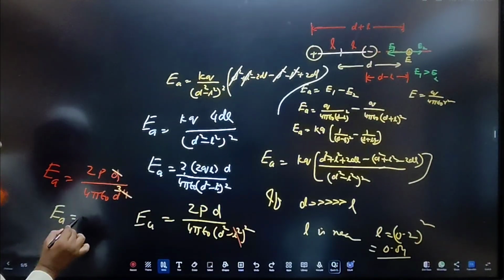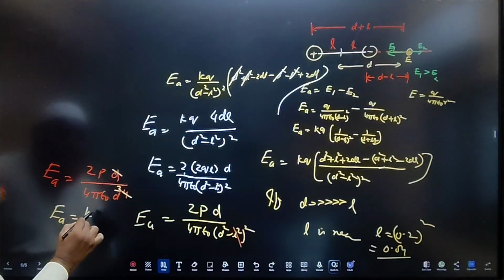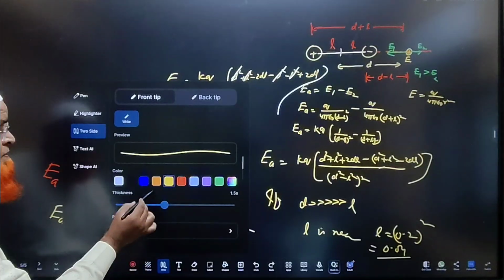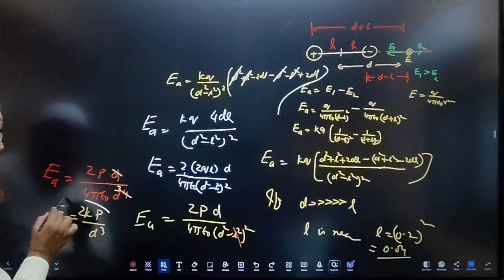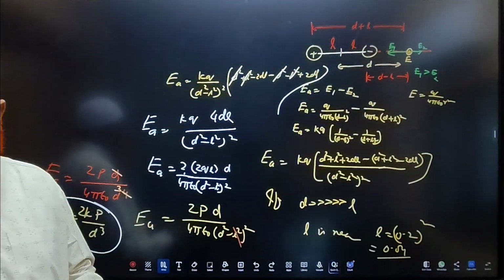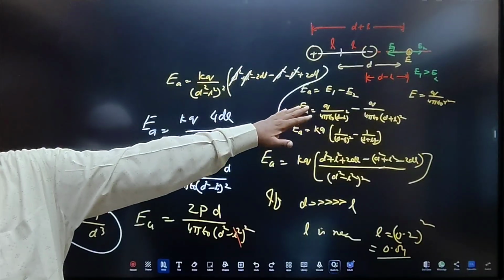So EA is equal to 1 by 4 pi epsilon. Learning this by heart is custom, so just write 2kp by d cube. That's it, simple. And you know what k is? K is nothing but 1 by 4 pi epsilon naught. 2kp by d cube is just the formula along the axial line.